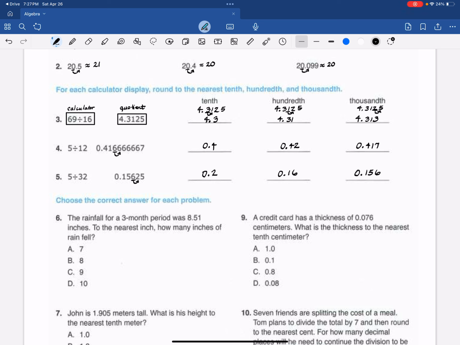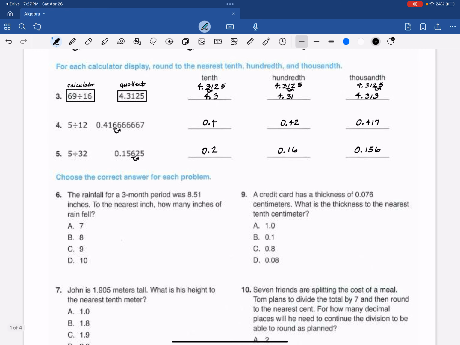The rainfall for a 3-month period was 8.51 inches. To the nearest inch, how many inches of rain fell? So we're going to take that 8.51. Now they didn't say for each month. They're talking about the whole 3 months. To the nearest inch. So that is closer to 9 than to 8.